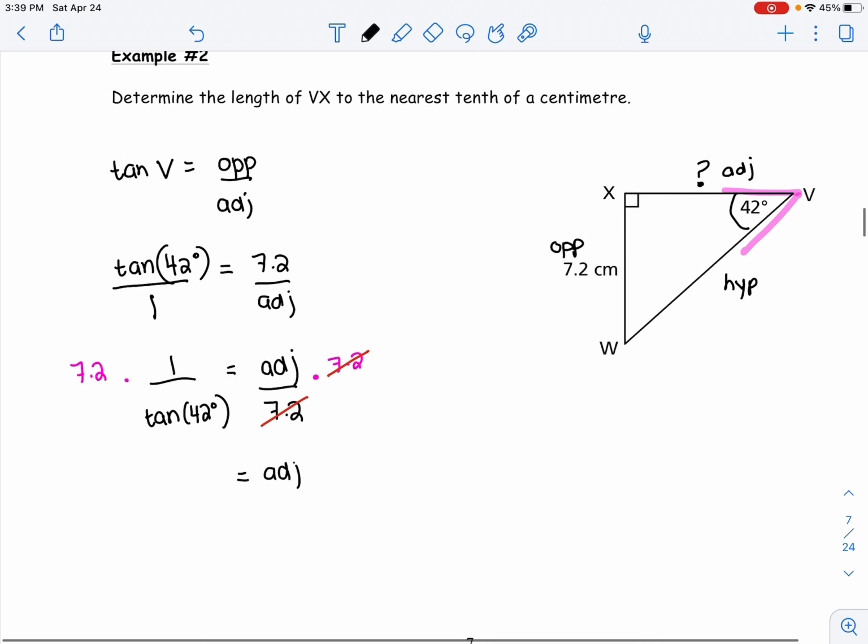They want it to the nearest tenth. So we have 7.99, which rounds to 8.0. Think of this number right here, 79. The next number after 79 is 80. That's why we put 8.0. And that's going to be in centimeters.